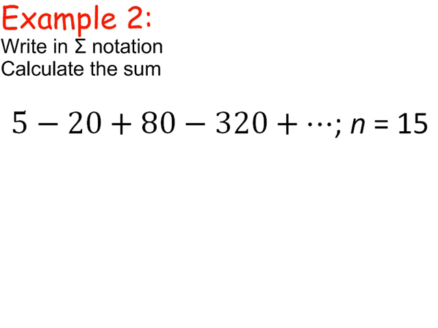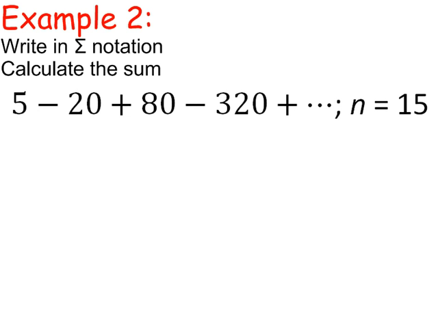All right, write in sigma notation and calculate the sum. This one's going to be a little bit easier because I'm given the n value. I don't have to do any work to do that. So the sigma notation: sigma, k equals 1. The n value is 15. I don't have to do any work to figure that out.